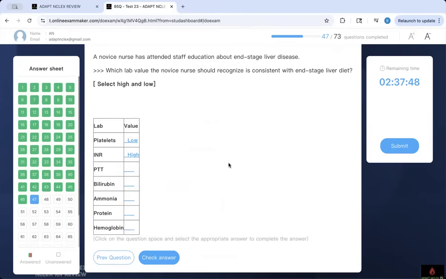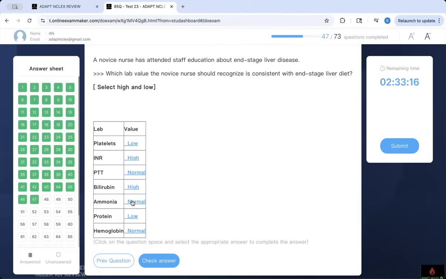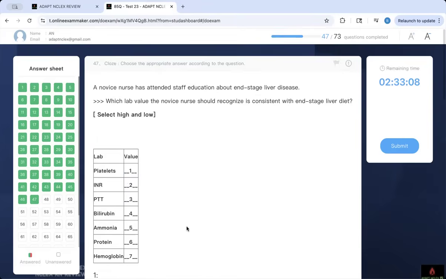Your INR will look like you're on what? Coumadin. It gets higher. Your PTT, it has nothing to do with it. That's what? Heparin. Therefore, it does not change, normal. Your bilirubin is going to go what? Up. Your ammonia, be careful. I said end-stage liver disease. It does not mean that they have encephalopathy, and therefore it's going to be normal. Protein is going to go low because the liver makes protein, and hemoglobin is going to be normal. So this is what you should expect.